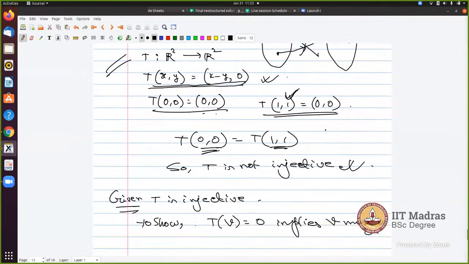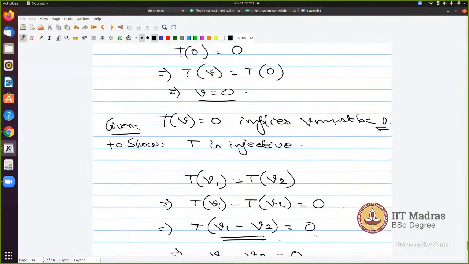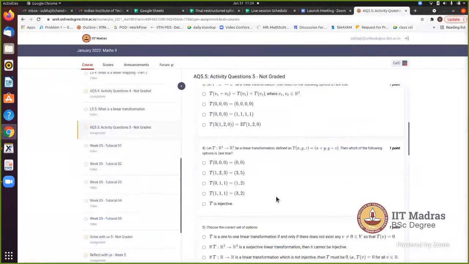So basically, from a functional perspective, one input must produce only a unique output, right? That is the basic definition of injectivity in the case of a function. But for a linear transformation, we can say a little bit more because there is a concept of zero. For a linear transformation, if there is some non-zero vector which is going to zero, then T cannot be injective. That is an advantage for linear transformations.